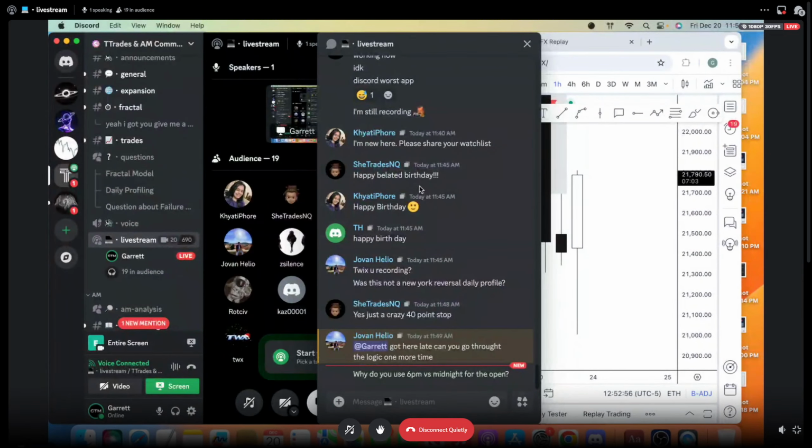Why do you use 6 p.m. versus midnight? That's what's taught in the course. In my opinion, when we think about open, high, low, close, for the 4 hour we use the opening price of the actual candle. For the weekly open, we use the opening price of the actual candle. But for some reason ICT teaches that midnight open is the opening. It doesn't make sense. It never made sense to me.